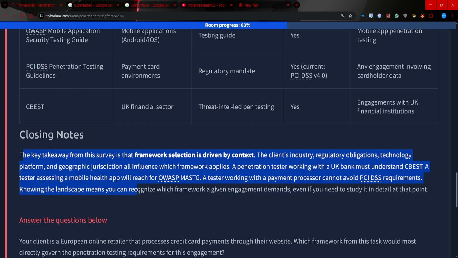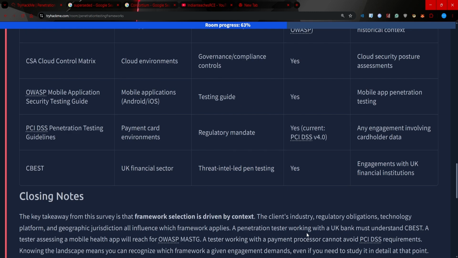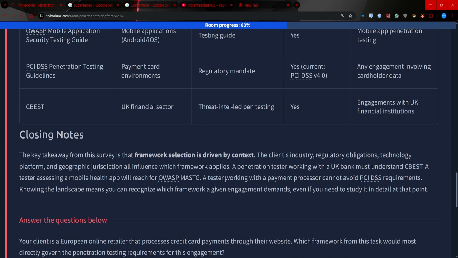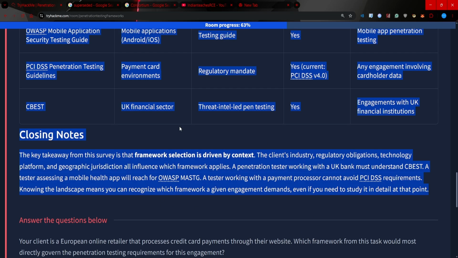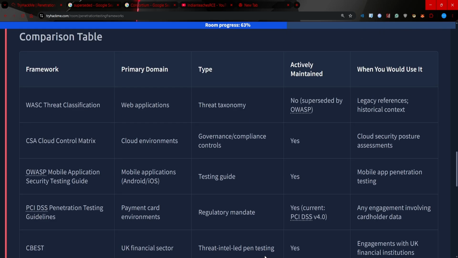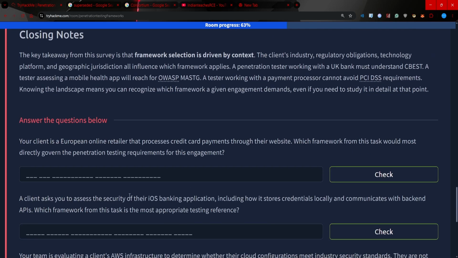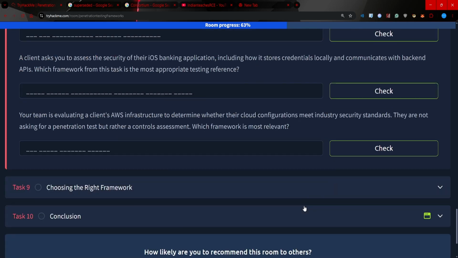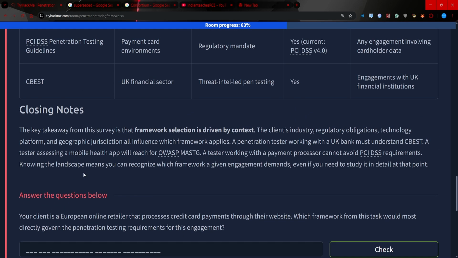Knowing the landscape means you can recognize which framework a given engagement demands, even if you need to study it in detail at that point. So you should at least know what you are going to pen test. So you could choose your own framework. Okay, let's answer some questions, which I wonder if I will be able to do.